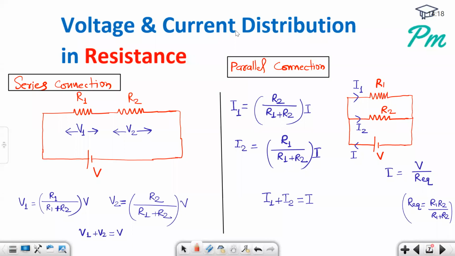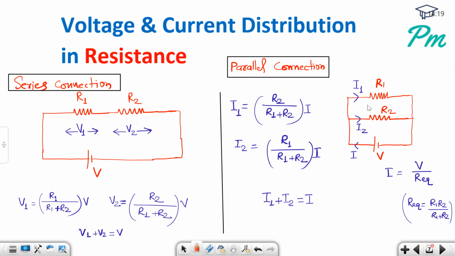Hello, dear friends. Today we'll discuss a very important trick, that is voltage and current distribution in resistances. Now you can see here there are two types of circuit, and this circuit contains two resistances. It is applicable for two resistances. We can extend this formula later for more than two resistances.